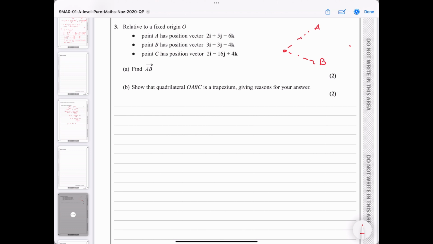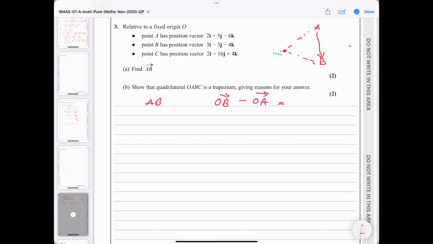Find AB. So AB, so that's A to B, would be A to O, O to B. So it would be OB minus OA.